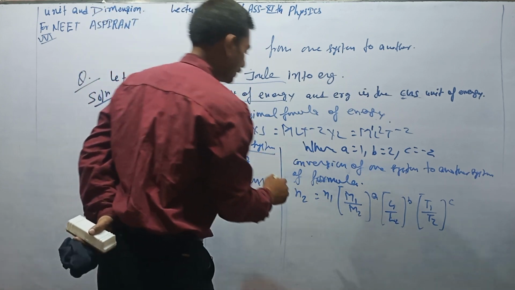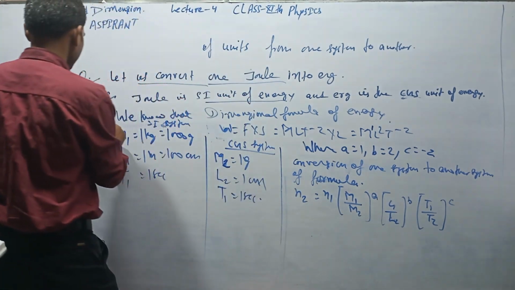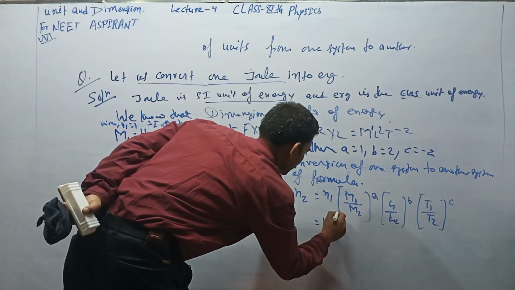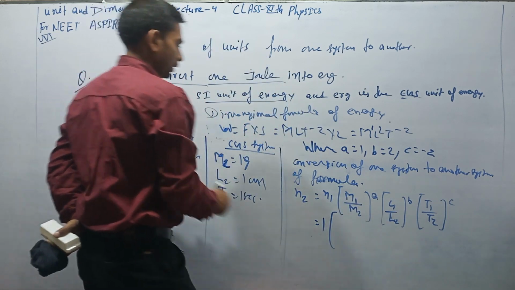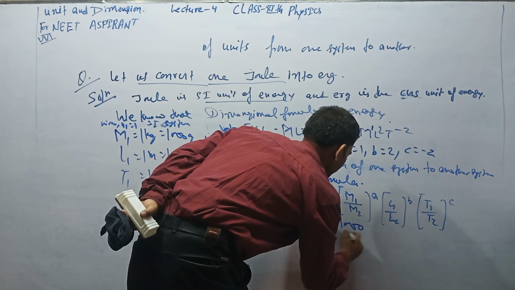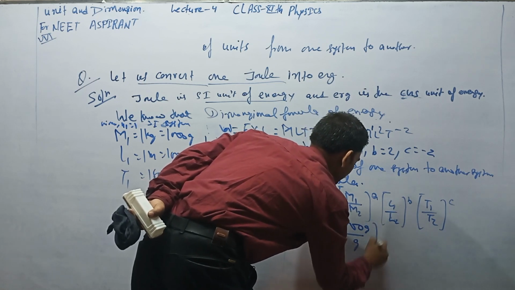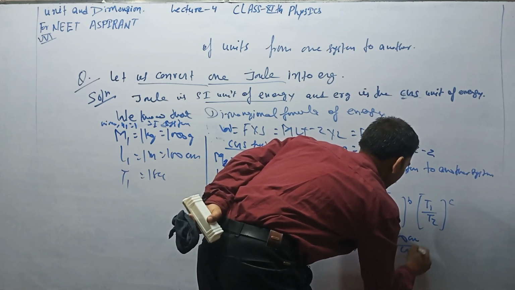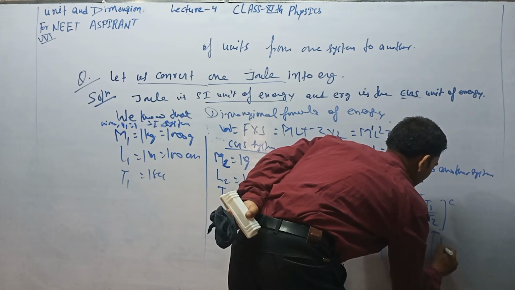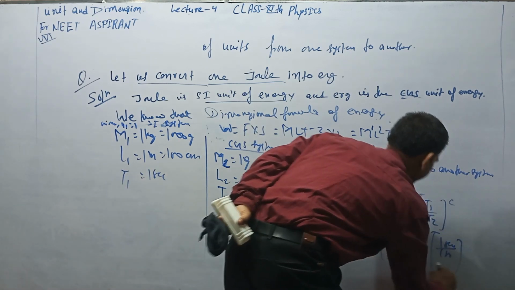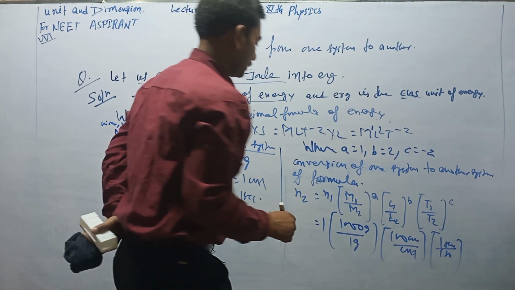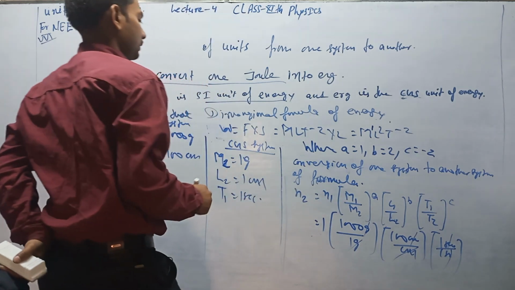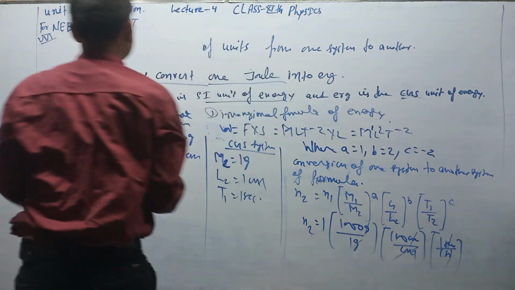Here put the given values: n1 equals 1. M1 is 1000 gram upon M2 1 gram, L1 is 100 centimeter upon 1 centimeter, T1 is 1 second upon 1 second. So that will cancel out.